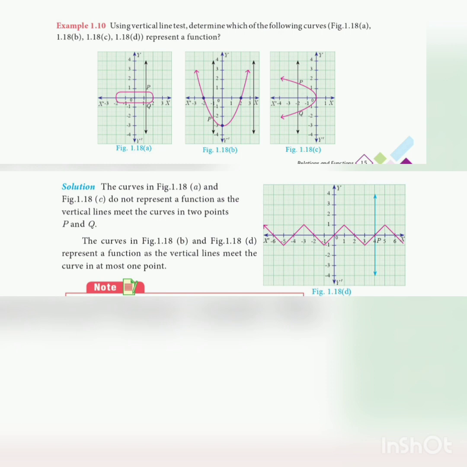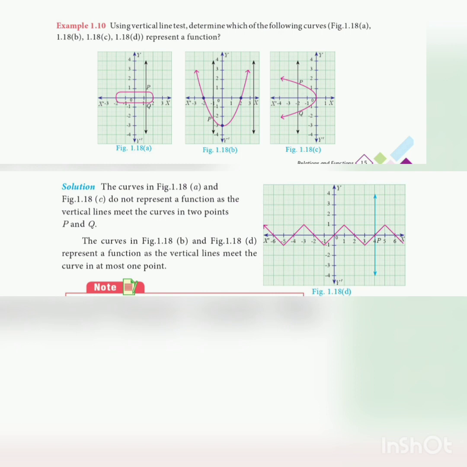First, we consider the figure 1.18a. Vertical line test is to be used. That means draw a vertical line which is perpendicular to the x-axis. It means in this line x value is fixed and y value is changing. For a single x, there are many y values. If the curve intersects this vertical line at more than one point, it means a single x is having many y values. It means it's not a function.